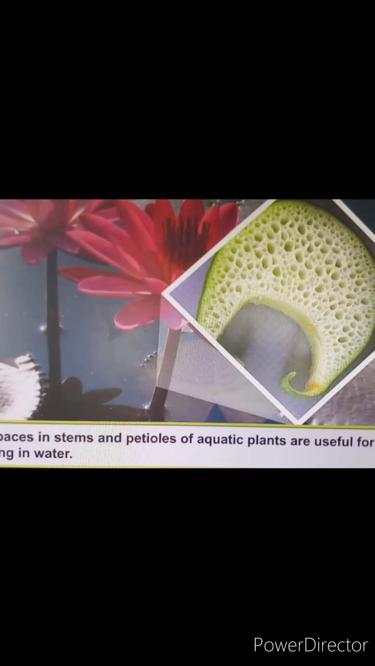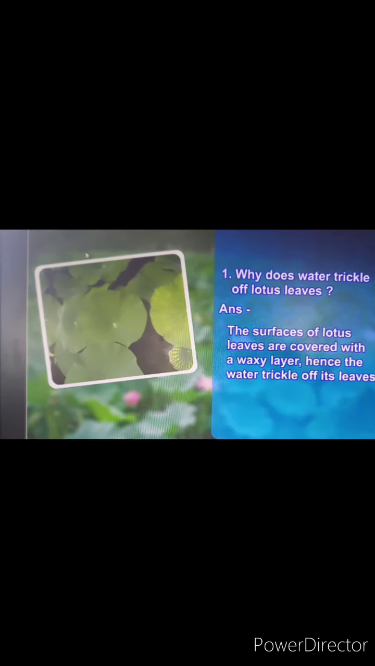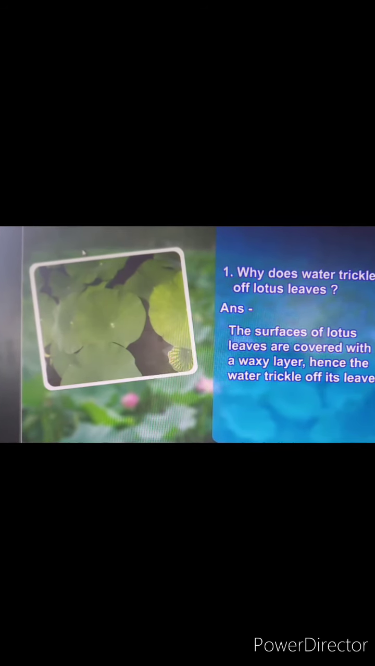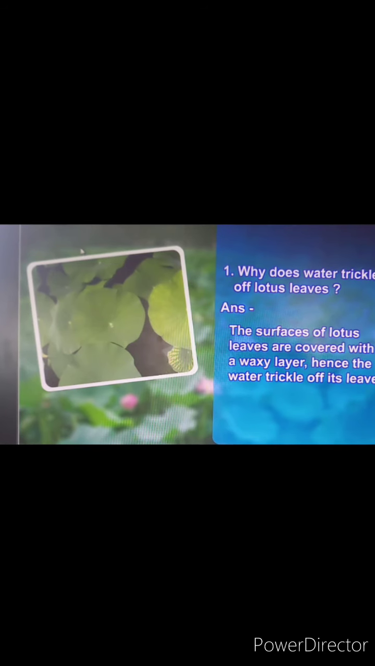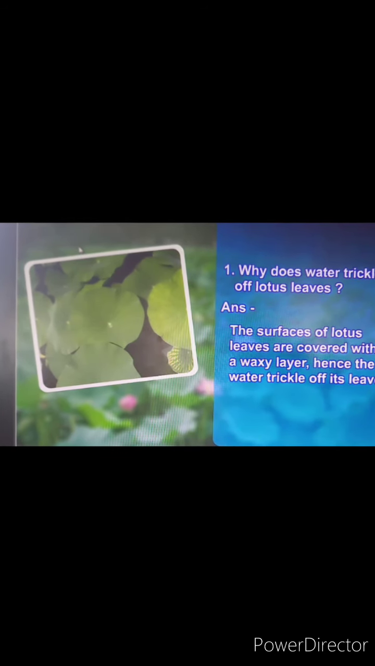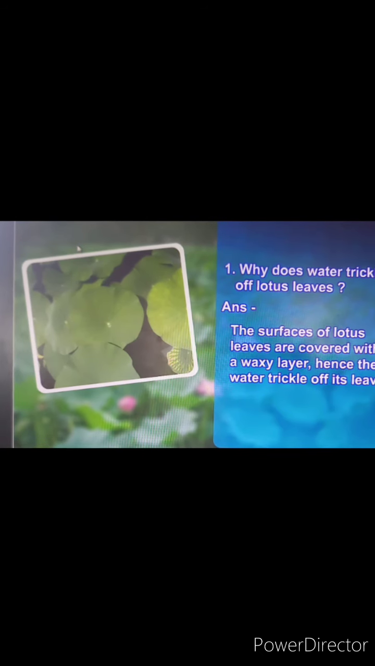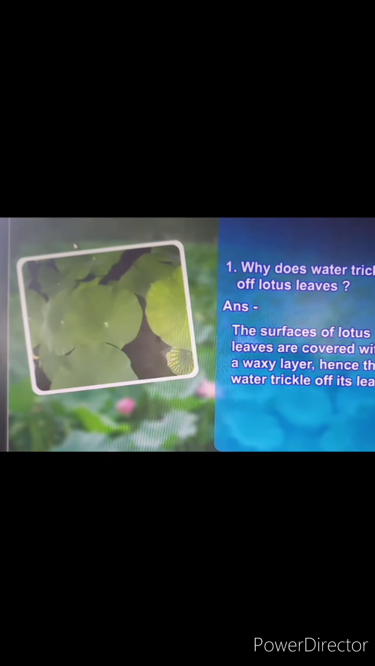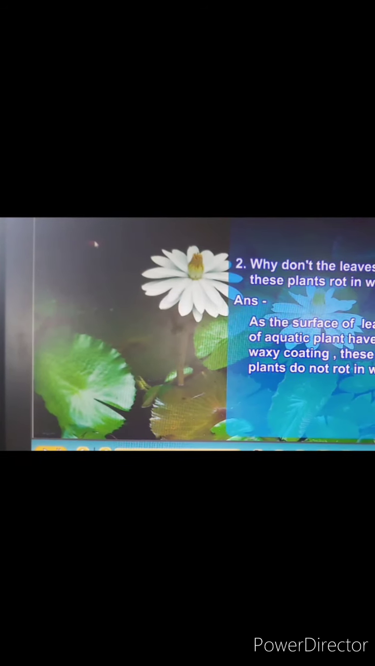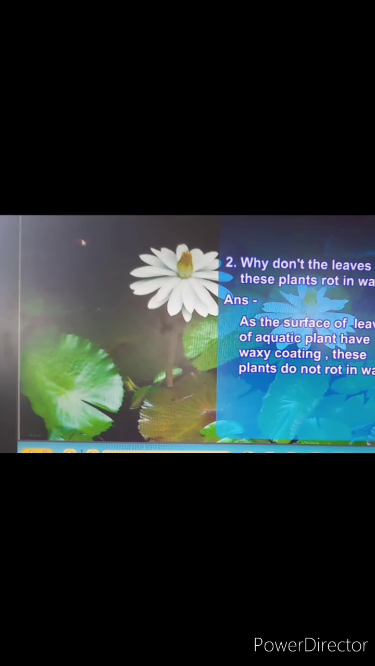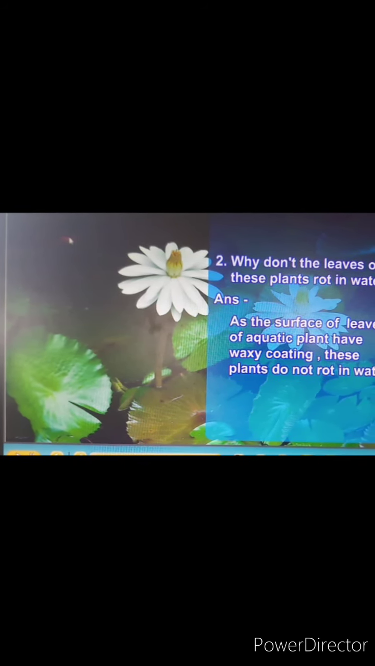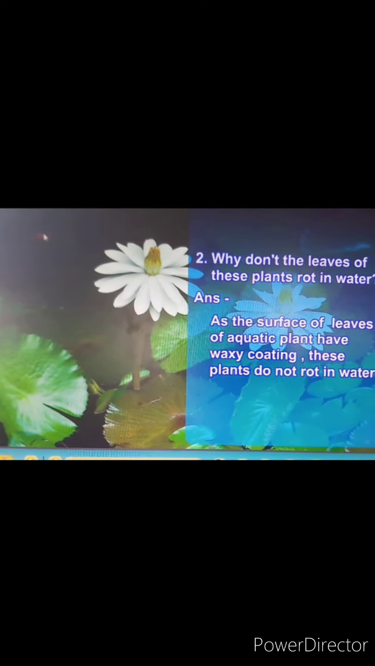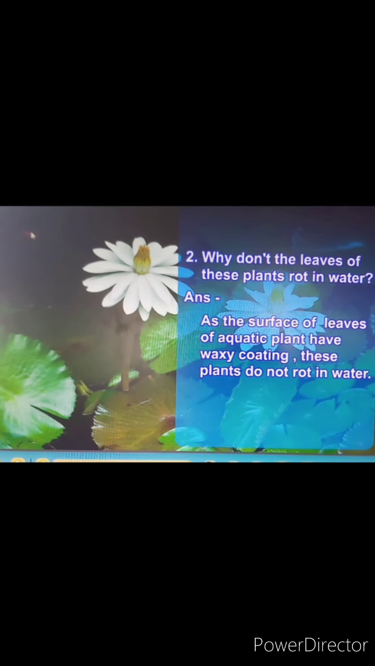Next is use your brain power. In this point you have to give the answers to 3 questions. First question, why does water trickle off the lotus leaves? Answer, the surface of the lotus leaves is covered with a waxy layer, hence the water trickles off its leaves. Second question, why don't the leaves of these plants rot in the water, meaning these water plants? Answer, as the surface of leaves of aquatic plants has a waxy coating, these plants do not rot.